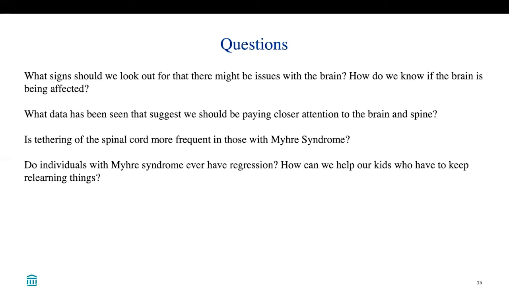Do individuals with Myhre syndrome ever have regression? How can we help our kids who have to keep relearning things? So between the Myhre Syndrome Foundation Professional Advisory Board and the 44 patients who have been seen at the MGH Myhre Syndrome Clinic, some of whom are not included in this data set, we have not heard of regression.